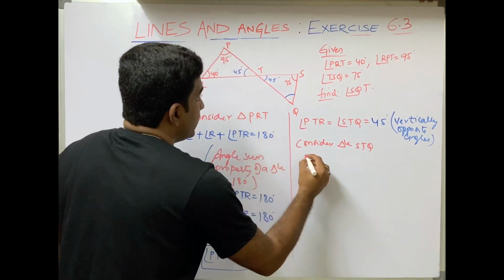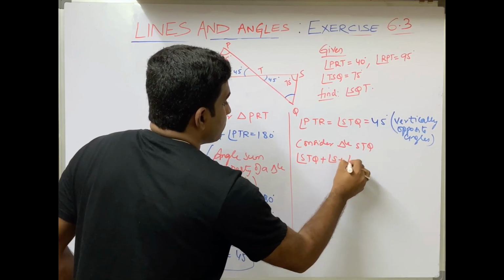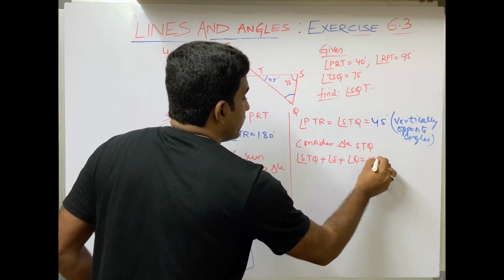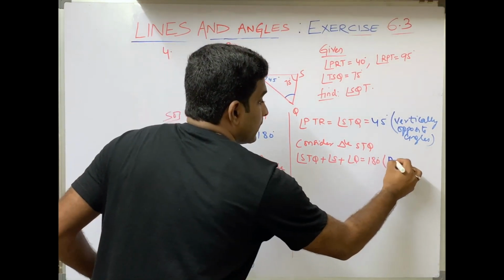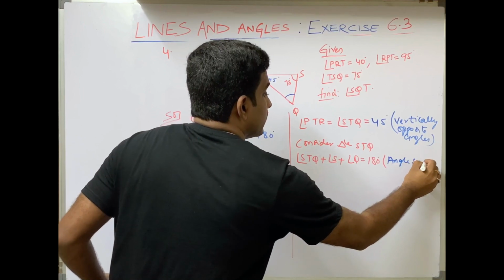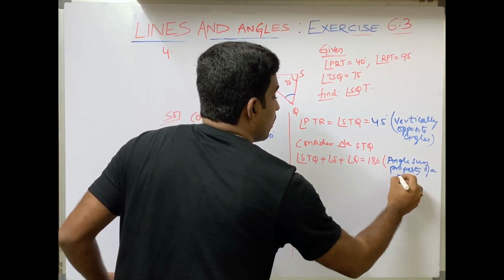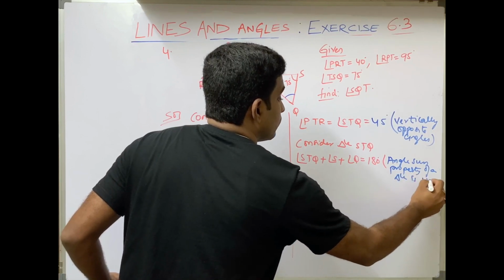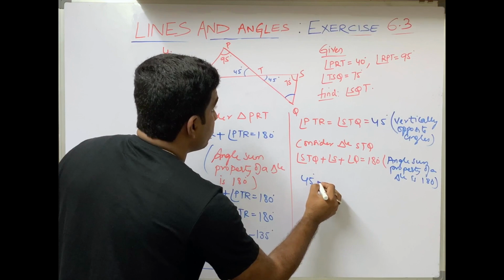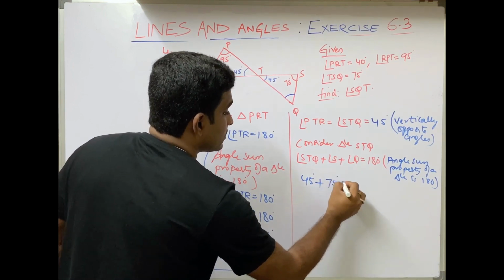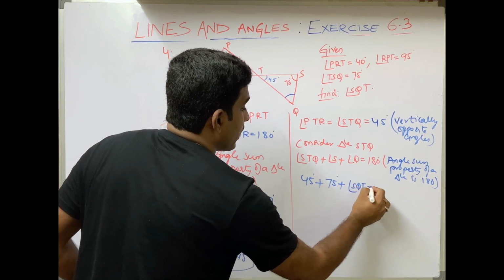STQ. Then angle STQ plus angle S plus angle Q equal to 180 degrees. The reason is the angle sum property of a triangle is 180 degrees. Clear? Angle STQ we got as 45 degrees. Angle S they gave as 75 degrees. Angle Q means angle SQT we have to find out.